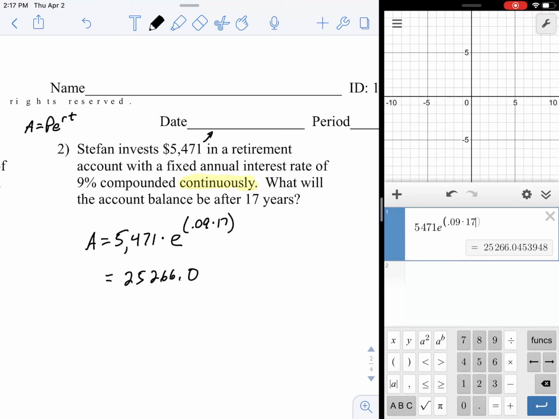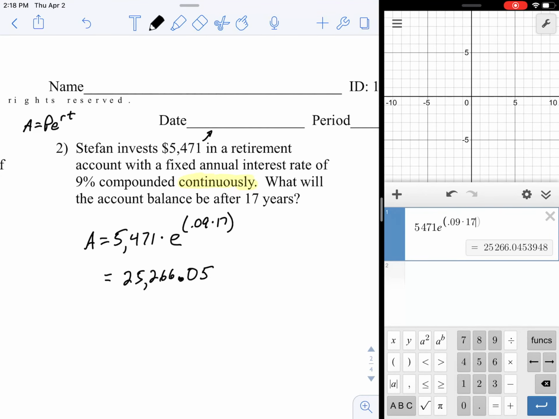Now, where do we round off? We're dealing with money. Money is 2 decimal places, right? Cents, pennies. So 0.0453948. Rules of rounding, that 4 would round up to a 5 because of the next digit. So we're looking at $25,266.05. So that is a pretty substantial return on an investment.